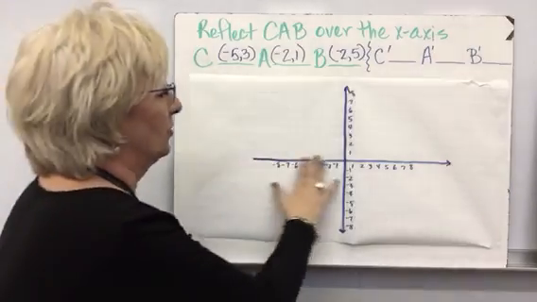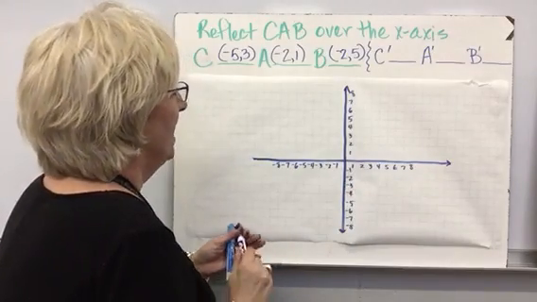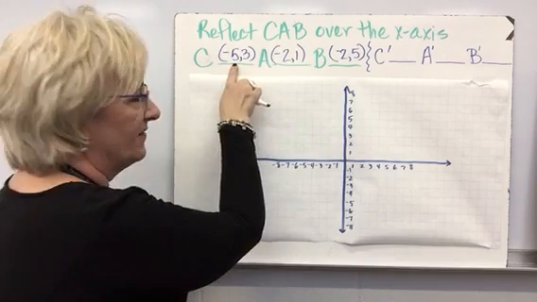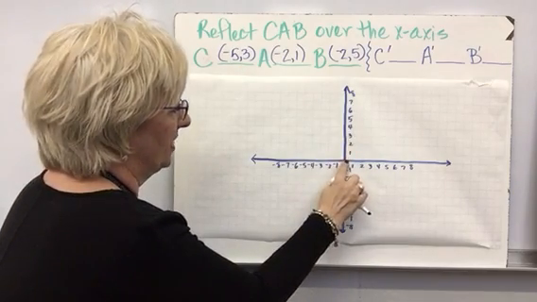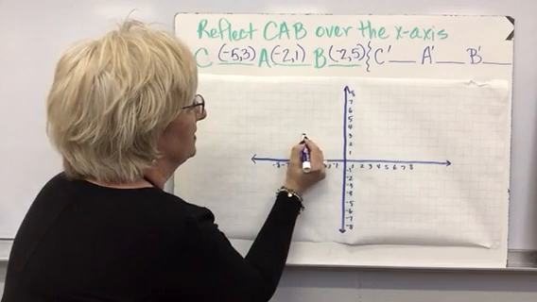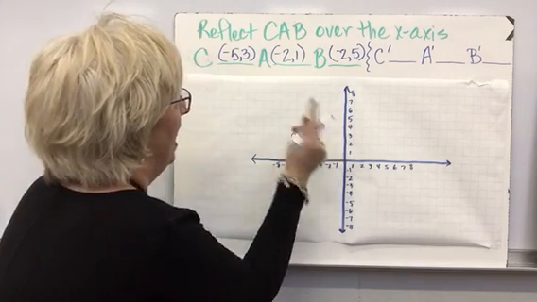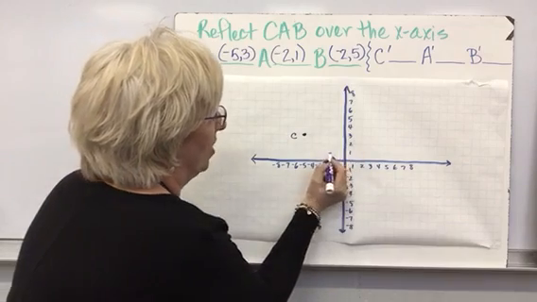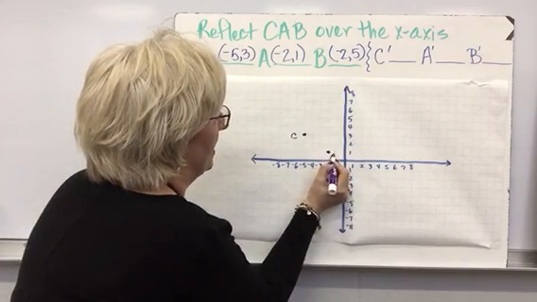And I have already labeled my graph. And I'm going to look at this and say, okay, I've got C is -5 and 3. So I'm going to start here on the x-axis and go -5 and up 3. So this is C. I'm going to do -2 and 1. So -2, go up 1 is my new A.